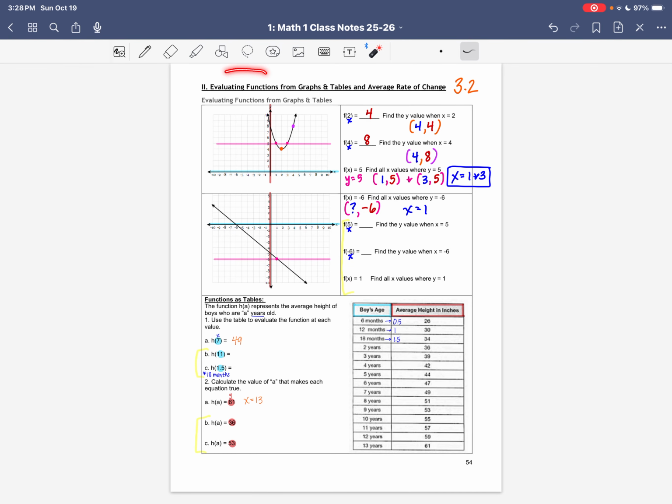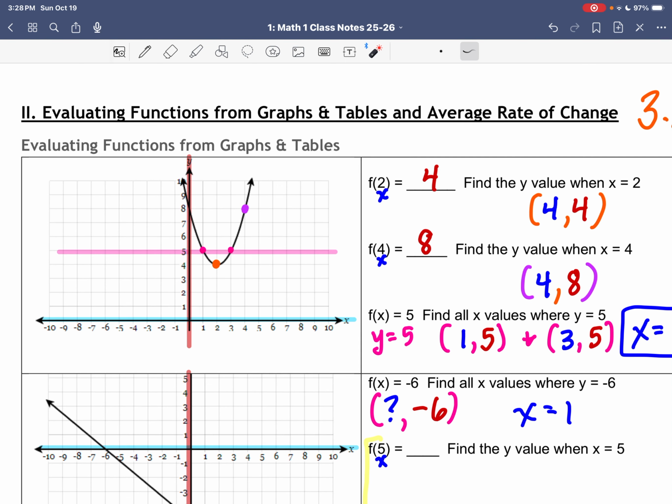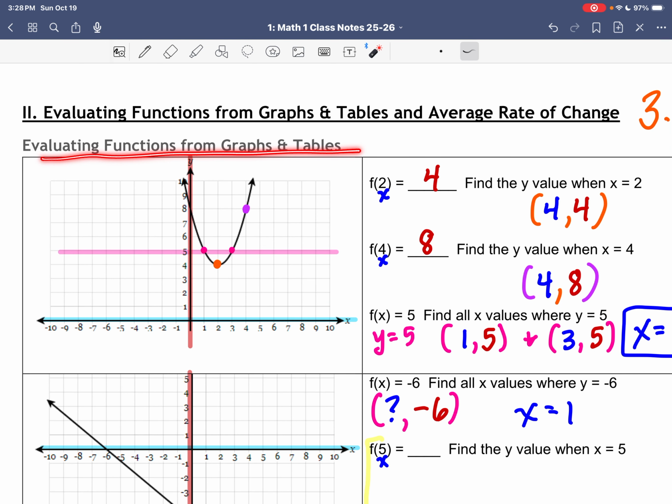All right, today we're talking about evaluating functions from graphs and tables and the average rate of change. So let's go ahead and get started. For this, if we're evaluating functions from graphs and tables, first we're going to start with the graphs.